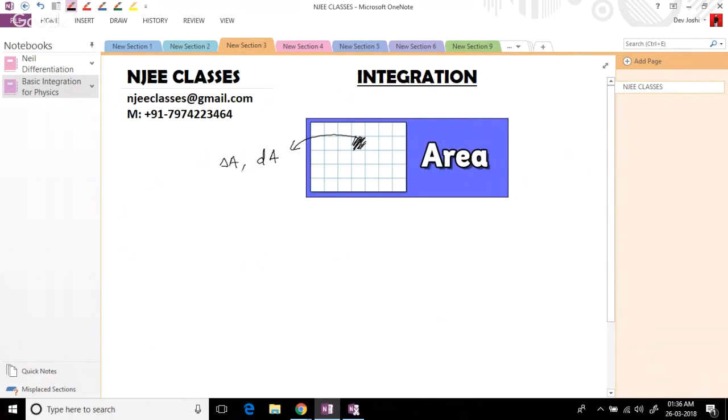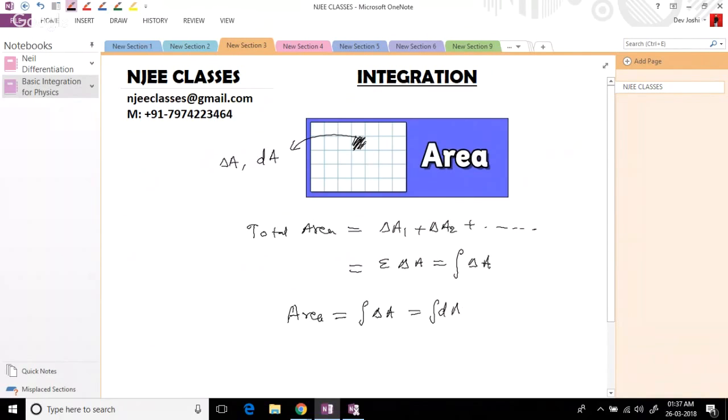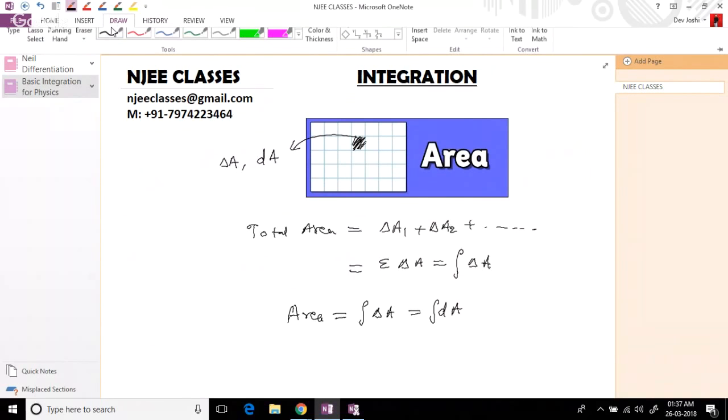If you are required to calculate the complete area, the total area will be equal to the sum of all the small areas. That is equal to delta A1 plus delta A2 and so on. So that is the summation of delta A, which is equivalent to the integral of delta A, or the integral of dA. That is how we can get the total, complete area.